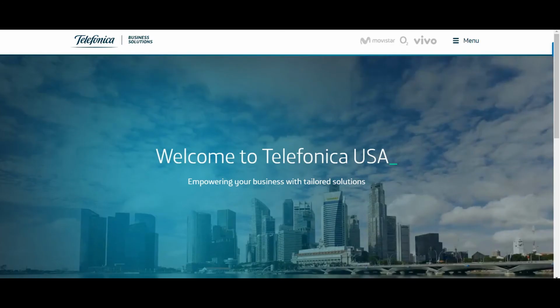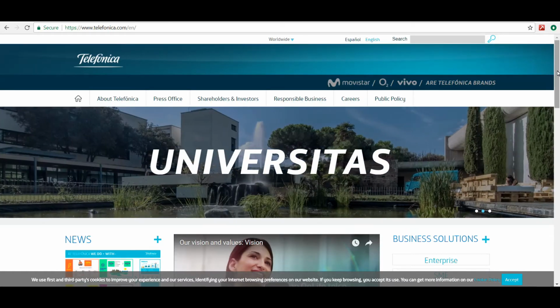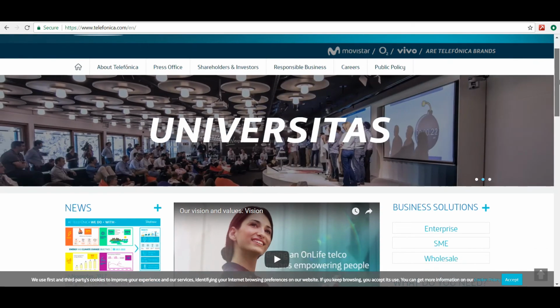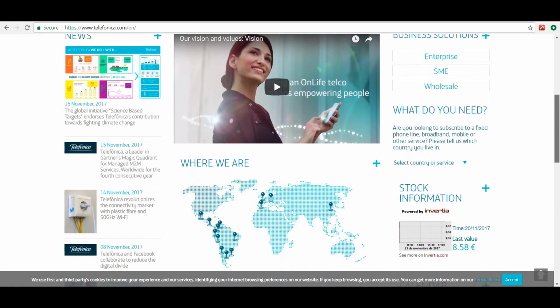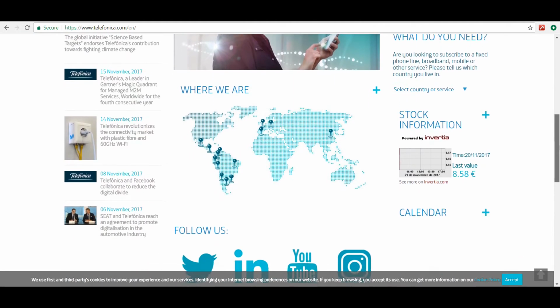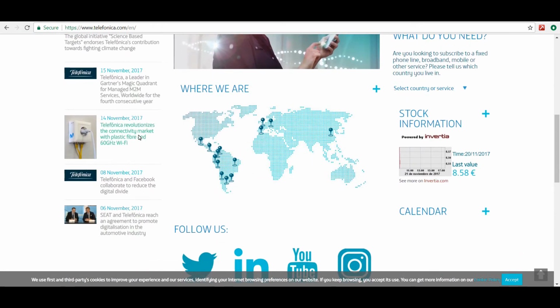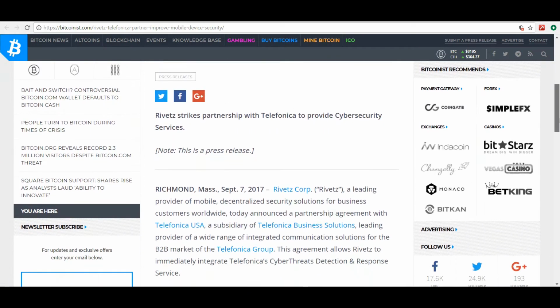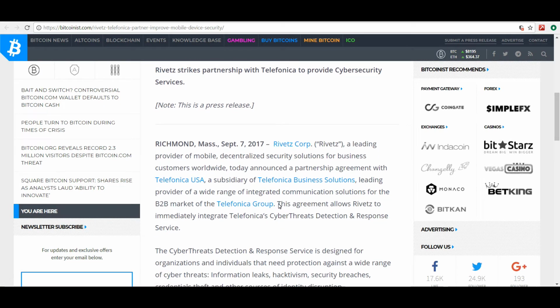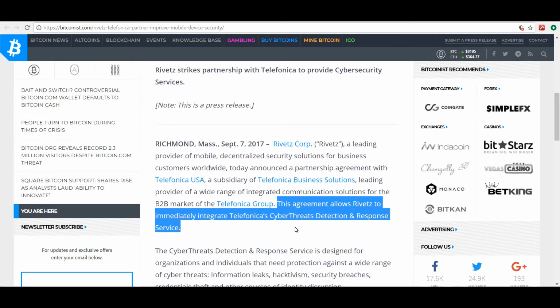Telefonica, a gateway service for businesses operating between the Americas and Europe for big business computing needs, from secure cloud storage, including the only Tier 3 certified data center in Southern Florida State. Working in 40 countries worldwide with a 170 country reach, the agreement with Telefonica effectively allows Rivetz to roll into the Telefonica cyber threats and detection services.